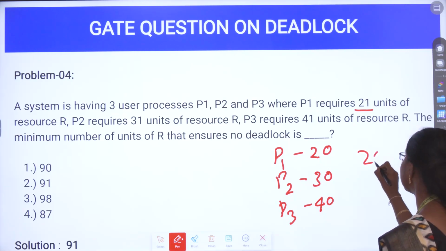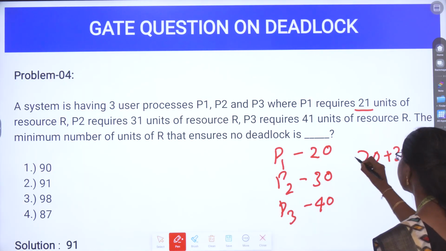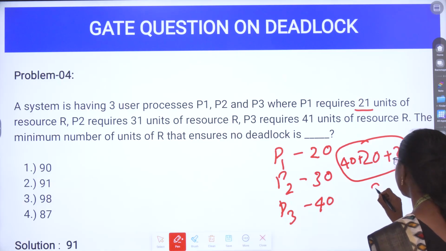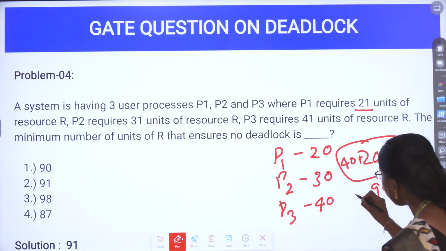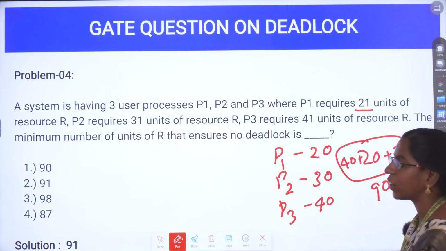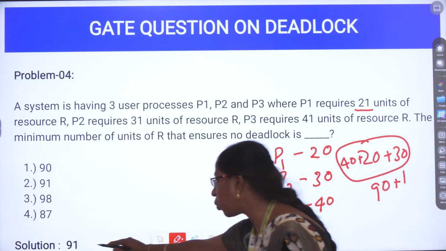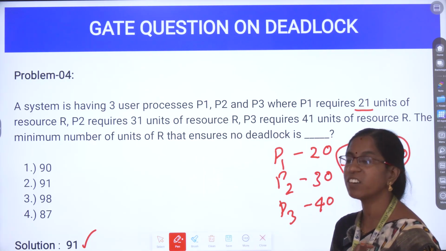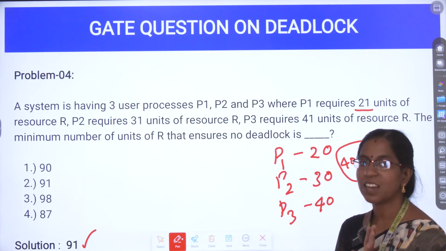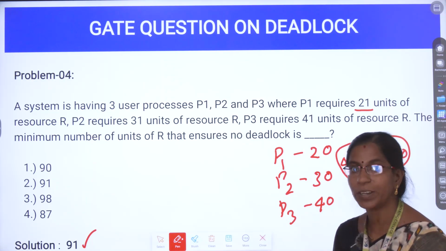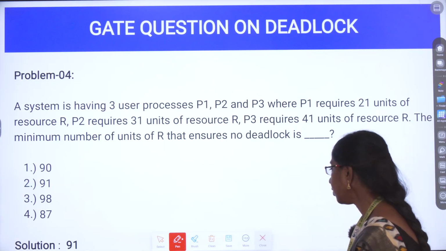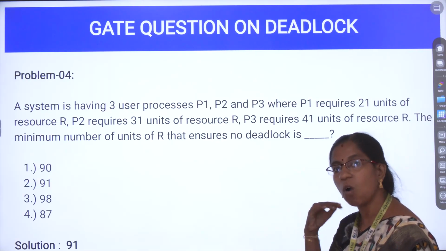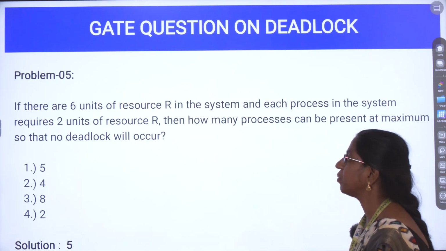So first add these all. 20 plus 30 plus 40. So 90. Then minimum means we can add one more. So the answer is 91. If I am having a minimum of 91 units of resource, then my system is in a safe state. There is no deadlock. These 4 problems are related to the minimum number. Now we are going to the maximum.